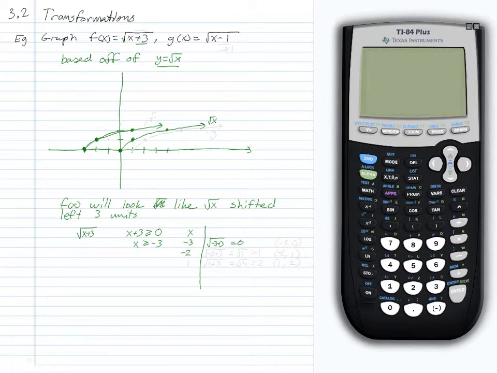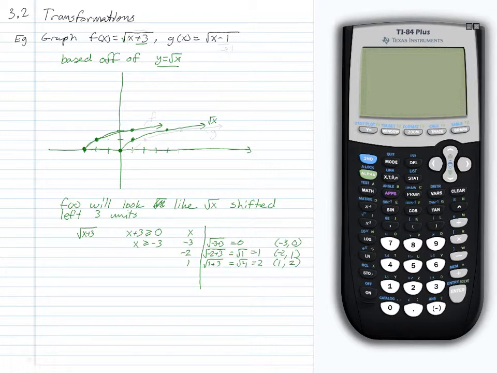Negative 2 gives me the square root of negative 2 plus 3, which is the square root of 1, which is 1. And this other point that we think we know about, if we plug in 1, the square root of 1 plus 3 will give us the square root of 4, which is 2. So we get all those points that we thought, negative 3, 0, negative 2, 1, 1, positive 2. And that's our translation. We would also like to graph g of x.